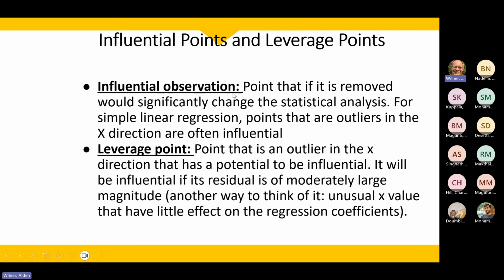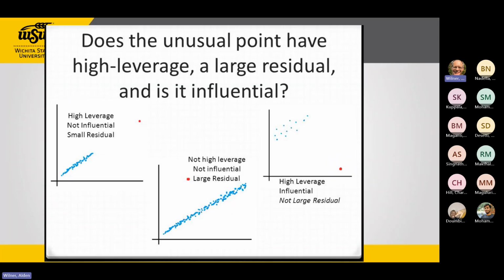Now, if it actually does change it, and we can test that simply by removing it from the analysis and seeing how much the line moves, right? Then it is an influential observation. So, for example, this unusual point. High leverage, large residual, is it influential?